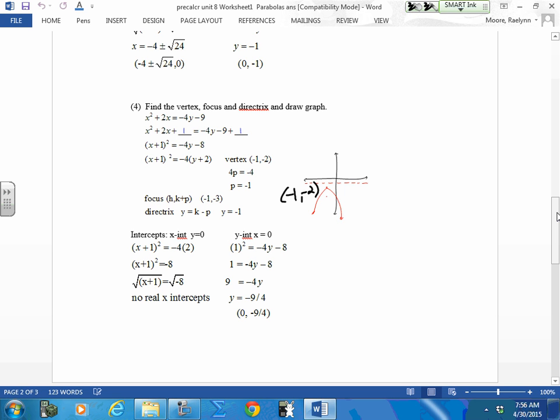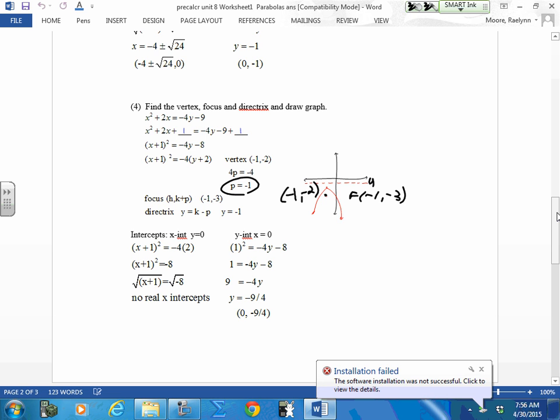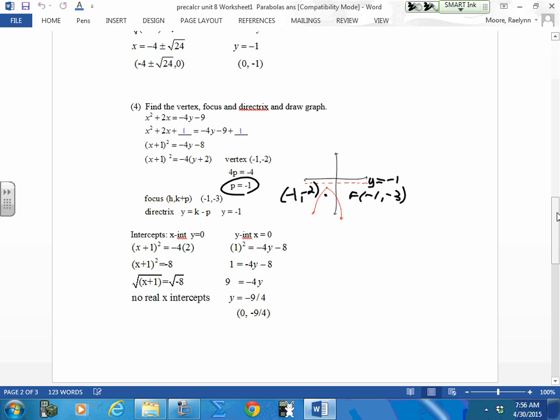So p is -4, or p is -1. Use the absolute value. Come down and find your focus. Your focus comes down 1, so it's -1, -3. Your directrix goes up 1, you change the y, so it's y equals -1. Use your graph. Use the absolute value of p and move it up and down.